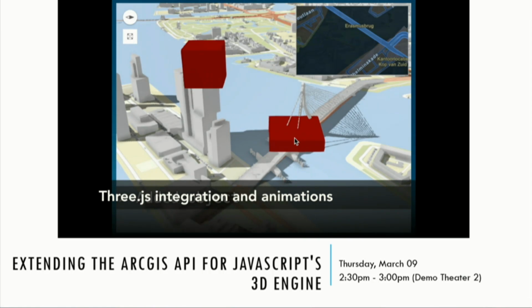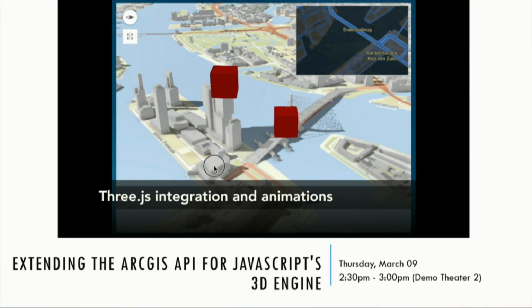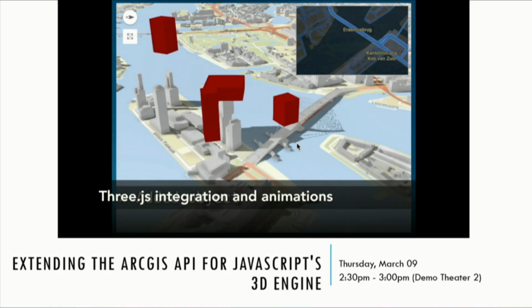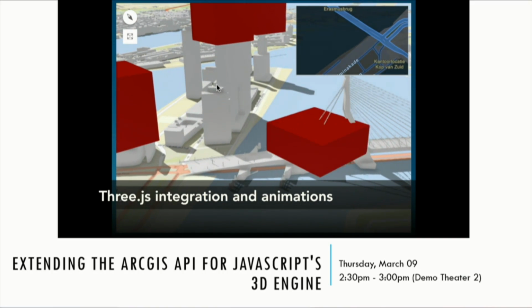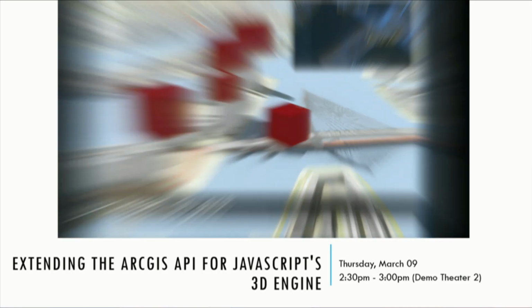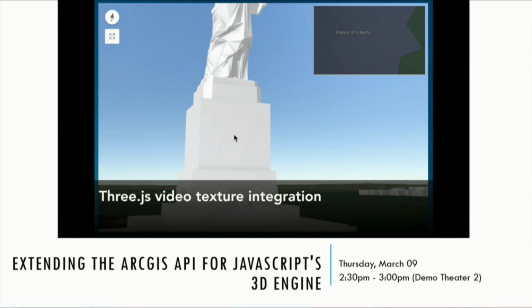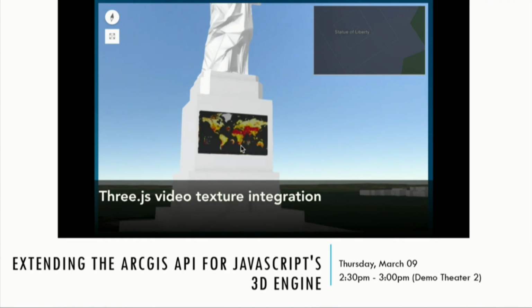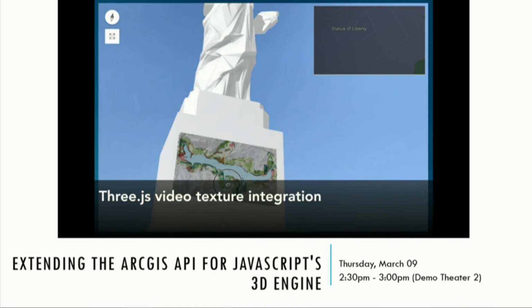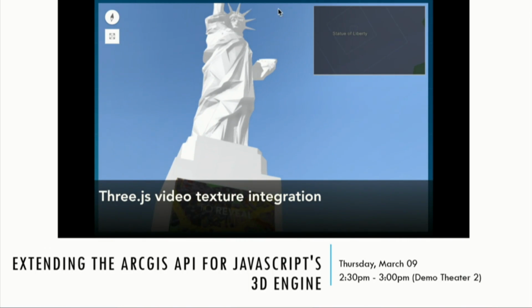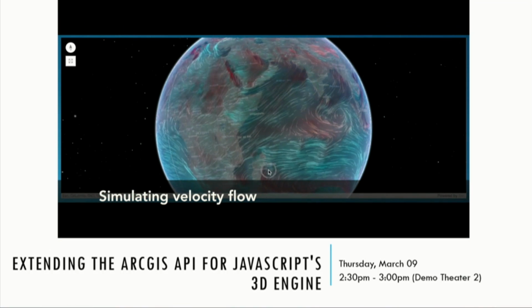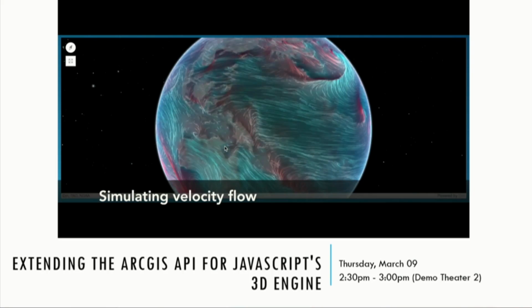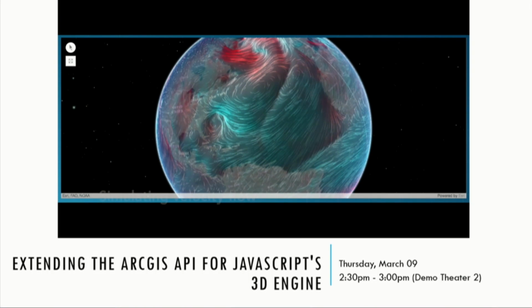3GS integration, so custom animations. This is about animating or authoring animations in Blender, exporting them to Collada and importing them in the scene and applying them, animating them in real time. And then I will also talk about how you can use 3GS to add textures that are videos, for example, Esri branding on the Statue of Liberty. And I will also talk about this, you might have seen in the plenary, how to implement this as an external renderer with the JS API.